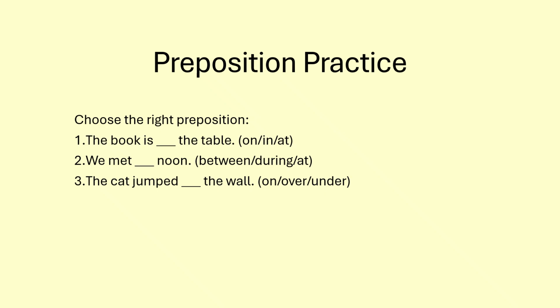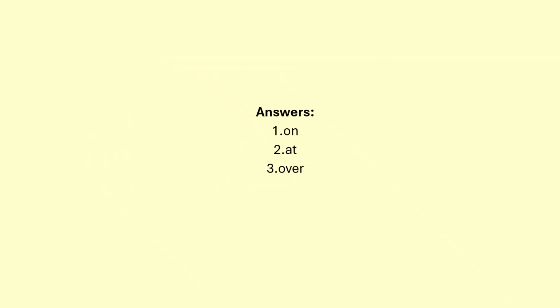Okay, so the answers then: choose the right preposition. The book is on the table is the most likely preposition there, and it could be under the table, it could be by the table, but given those examples that you've got there of potential answers, on makes the most sense. We met at noon. So at is the most likely preposition there that tells us what time we met. And then number three, the cat jumped over the wall, over is the most likely preposition there. And here are the answers: on, at and over, which are all examples of common prepositions.